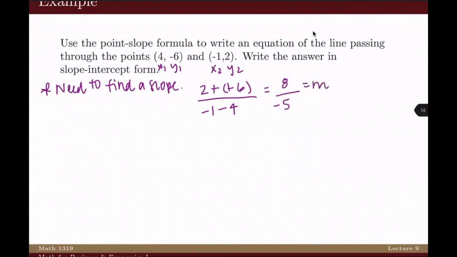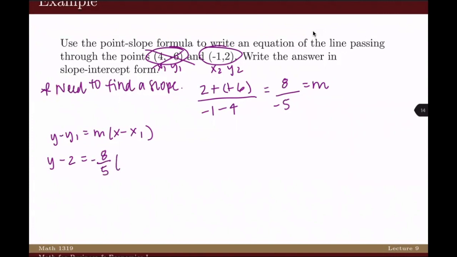Now to write it in point slope form, it doesn't matter which point I choose. I was given 2 points, and generally I pick the one with smaller numbers just to make my life easier. So I'm going to pick negative 1, 2. So that means I'll have y minus 2 equals negative 8 over 5 times x minus negative 1.